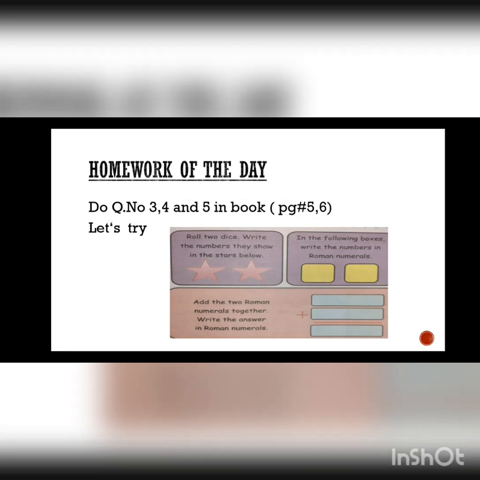In the following boxes, write the number in Roman numerals. And next, add the two Roman numerals together. Write the answer in Roman numerals.